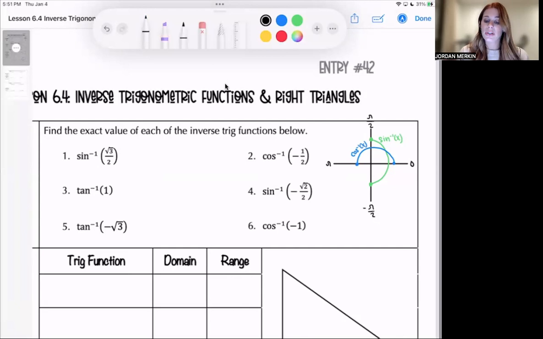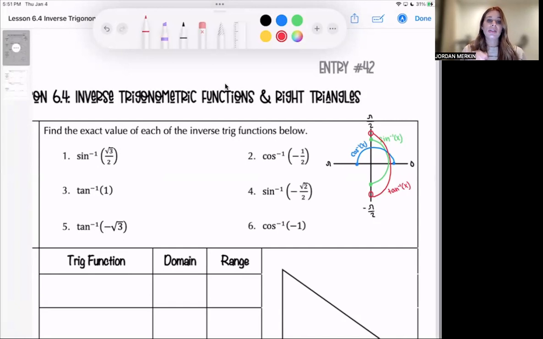And then inverse tangent, just be careful because it's undefined at pi/2 and negative pi/2, so we don't want to include that, but you're also looking in quadrants 1 and 4, so that's for inverse tangent. Okay, so that might help you kind of figure out the rest of those.